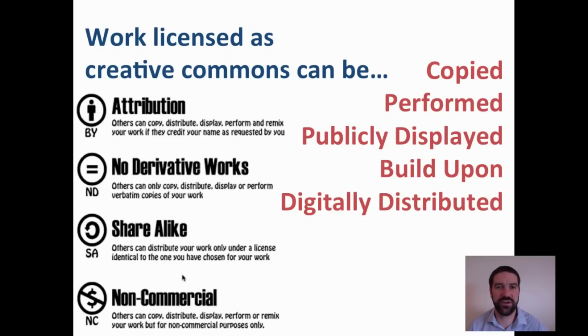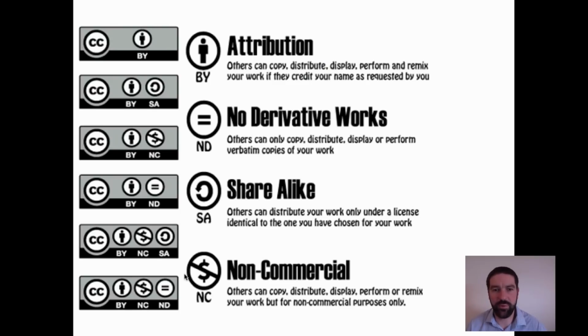So works licensed under Creative Commons can be copied, performed, publicly displayed, built upon and digitally distributed using, for example, a number of different licenses. You might have to attribute somebody's work. You might allow people to copy it as long as you share what you've done if you build on it. And lots of Creative Commons licenses are for non-commercial use. So you couldn't take somebody else's stuff and sell it, or take somebody else's stuff, modify and then sell it on.